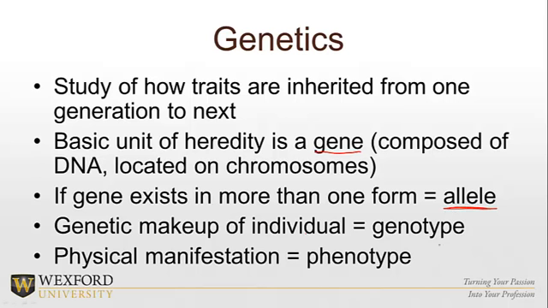The genetic makeup of the individual is known as the genotype. What are their two alleles, one from each parent? And the actual physical manifestation, once again, is the phenotype. I need you to definitely be able to differentiate between those two in your head, genotype and phenotype.